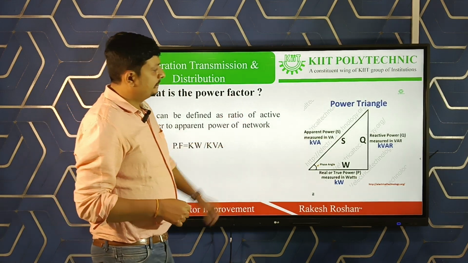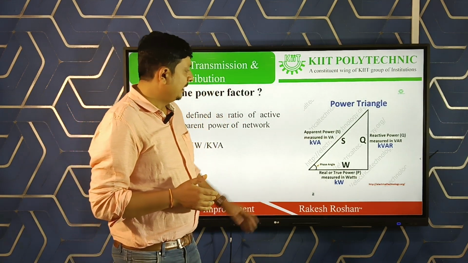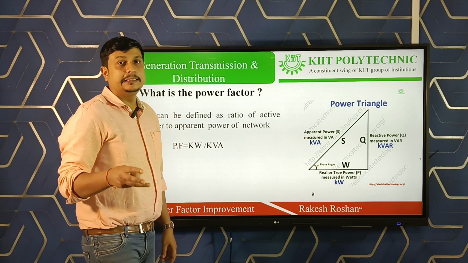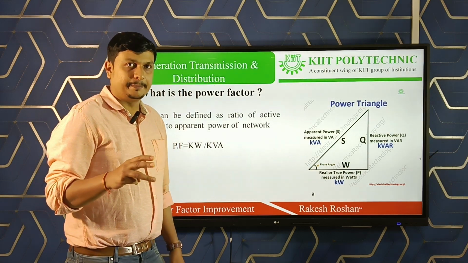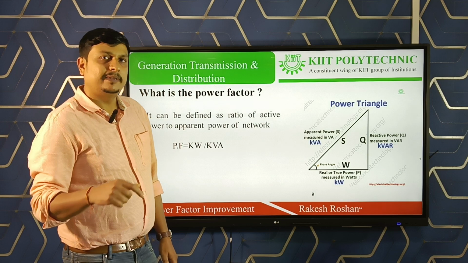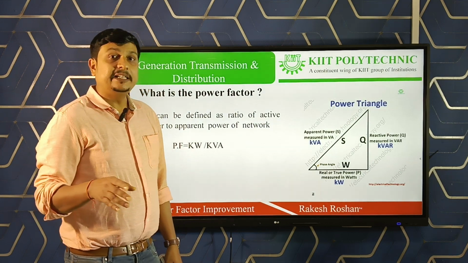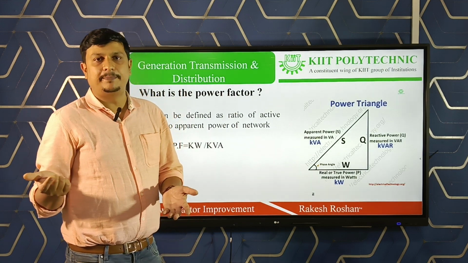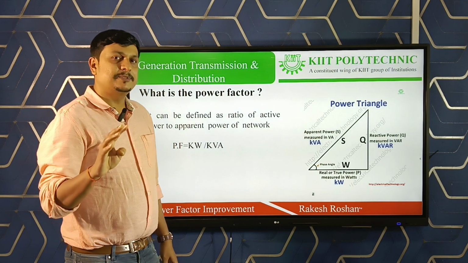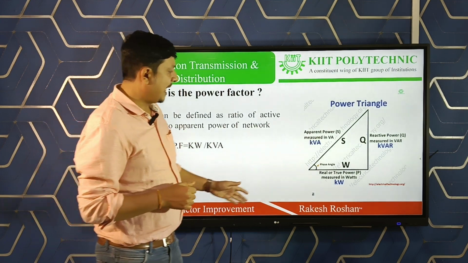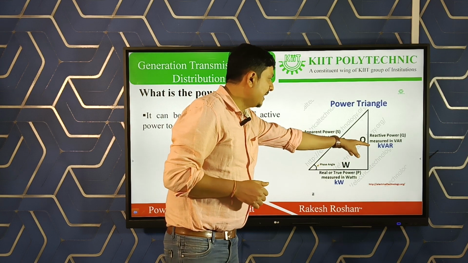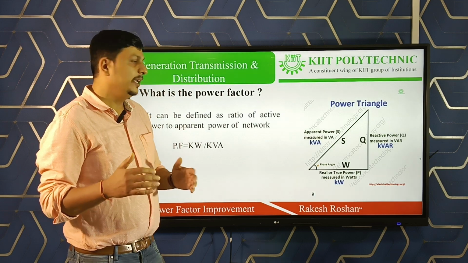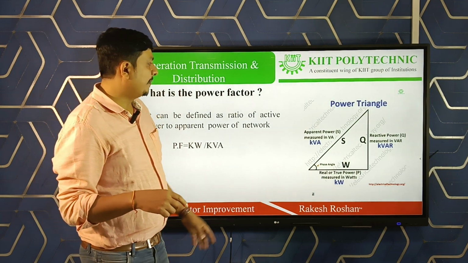Yes, this is our power triangle. Basically, in the power triangle we are representing all three quantities. As we know, in an AC circuit three types of power come into the picture, that is active power, reactive power, and apparent power. In a DC circuit, there is only one type of power, active power. Apparent power is the vector sum of active and reactive power.